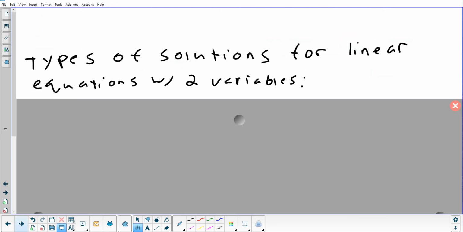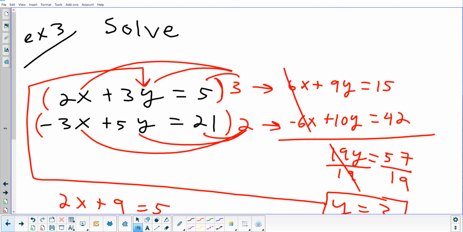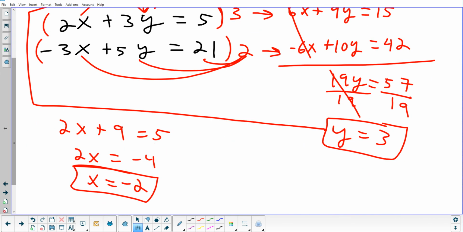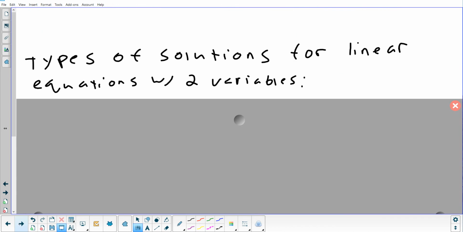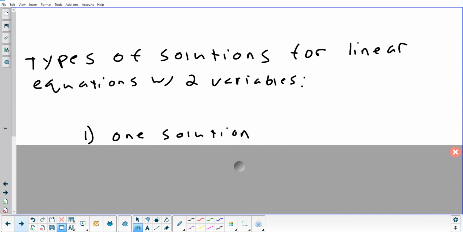Now, let's think a little bit more about lines. If you're drawing two lines, you could have what happens here, which means you draw them and they cross in exactly one spot. So they make an X shape. What else could happen if you draw two lines? They could be parallel, which would mean, what would the solution be? No. That would be a no solution.